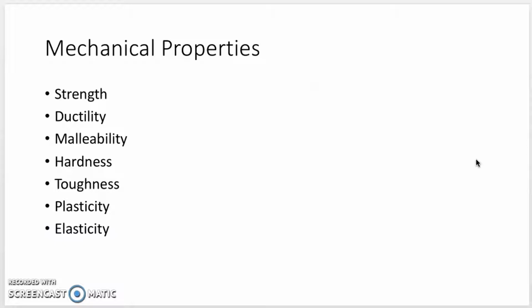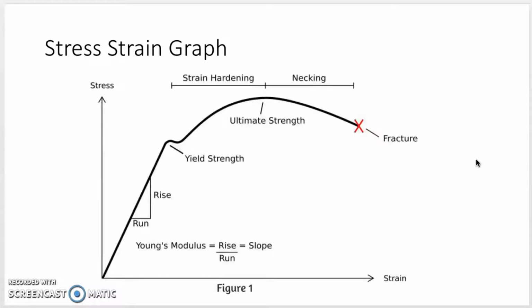So then finally, let's move on to some of the mechanical properties that we see in different materials. This being strength, ductility, malleability, hardness, toughness, plasticity, and elasticity. Depending on our application and what engineers are trying to build, we're going to be looking at different properties, and some are valuable in certain applications, and others not so much. A common way to look at some of these material properties is on a stress-strain graph.